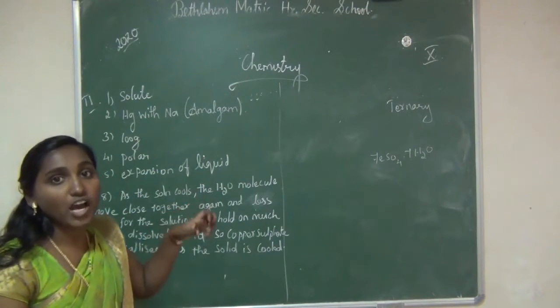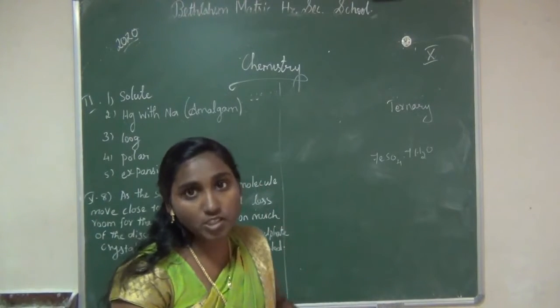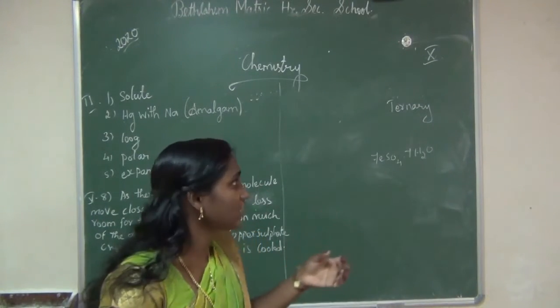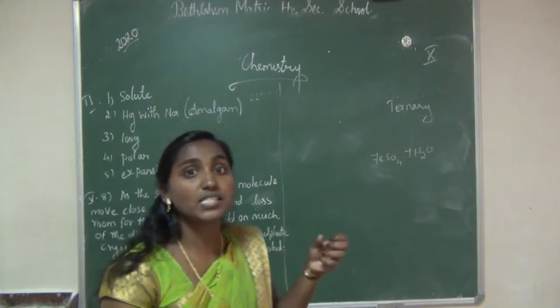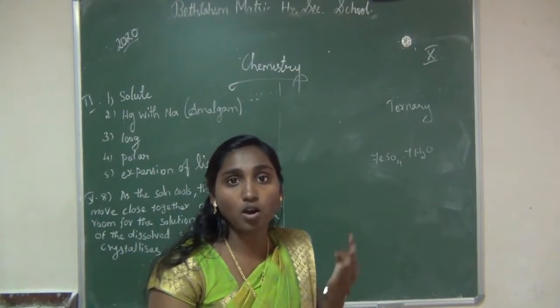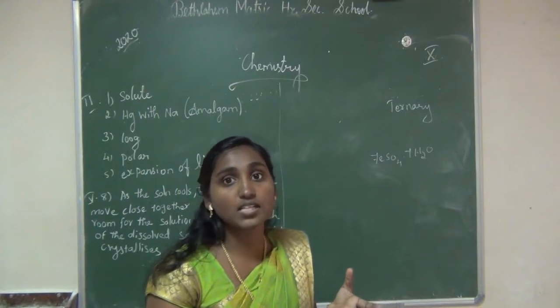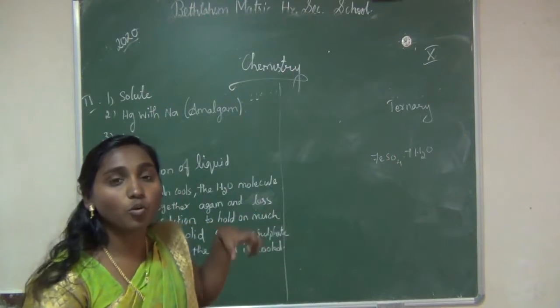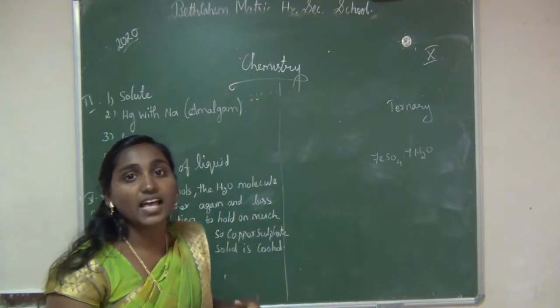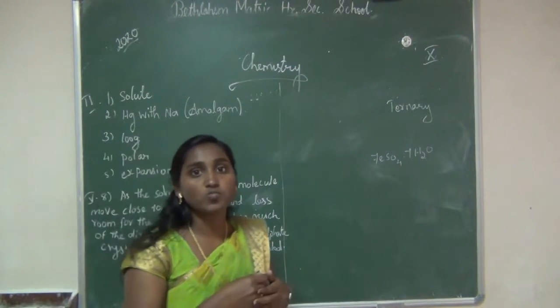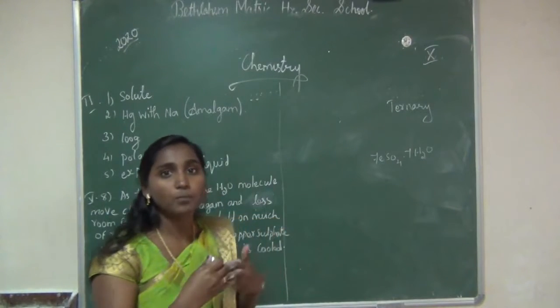Okay. When we are cooling this copper sulfate solution, what are the elements that copper sulfate contains? Copper, sulfur, oxygen, hydrogen, oxygen, right? So when we allow this copper sulfate to cool, those elements, those molecules will be combined together, they will come closer.